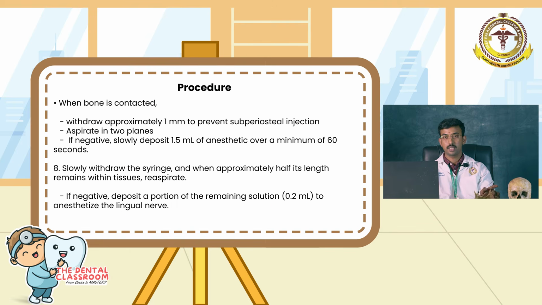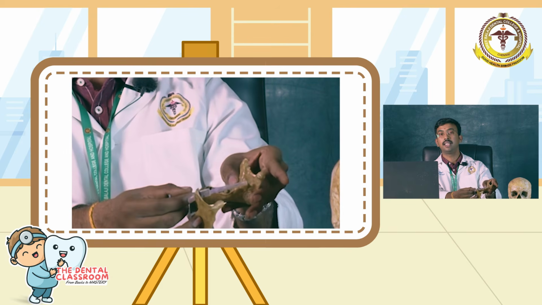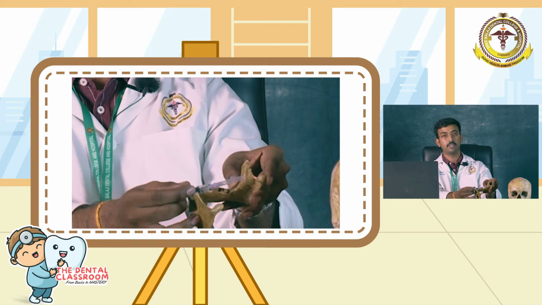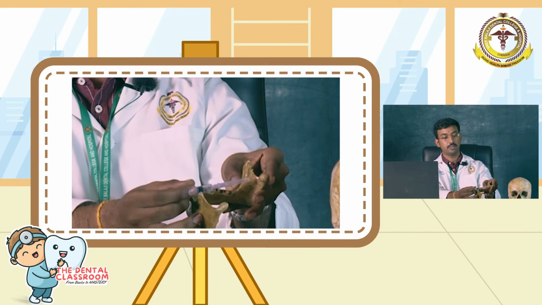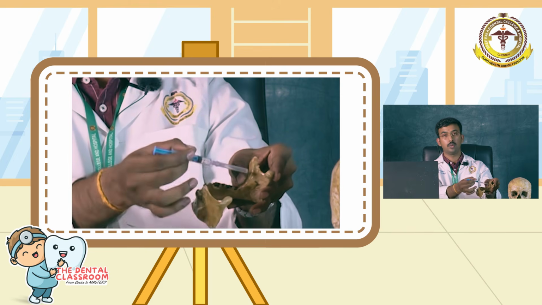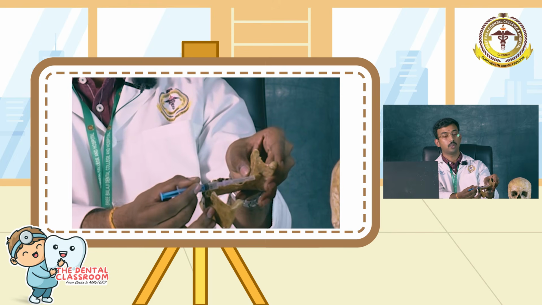So, if the aspiration is negative, we can proceed by depositing about 1.5 ml of anesthetic solution over a time duration of 60 seconds. Now, slowly withdraw the syringe halfway. This is the target area, we have achieved negative aspiration and we have deposited around 1.5 ml of local anesthetic solution. Then, without changing the orientation or angulation of the needle and syringe barrel, withdraw it halfway without completely removing it from the mucosa.